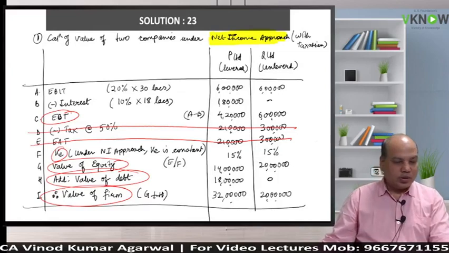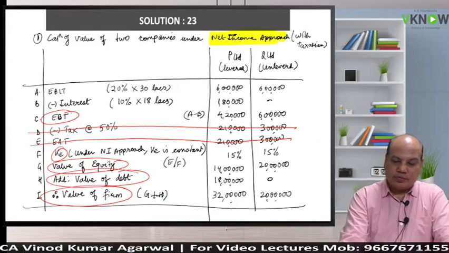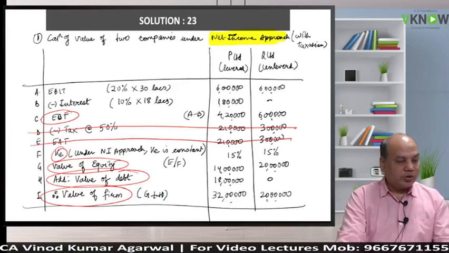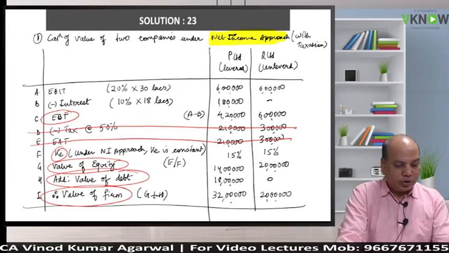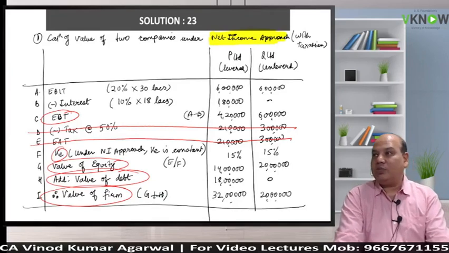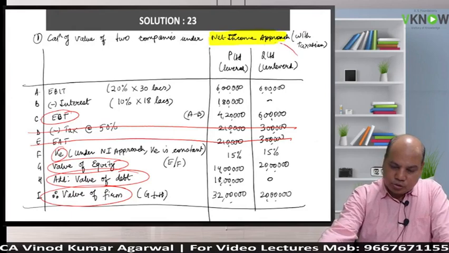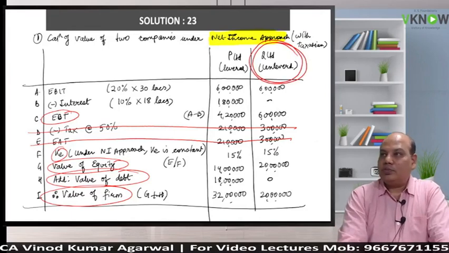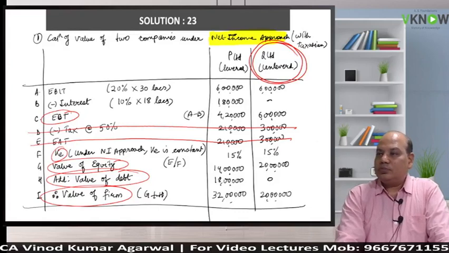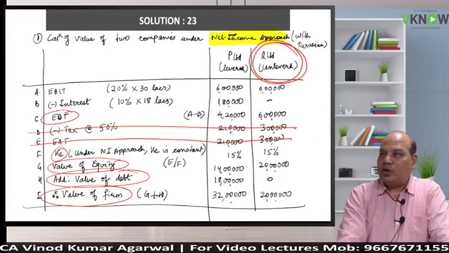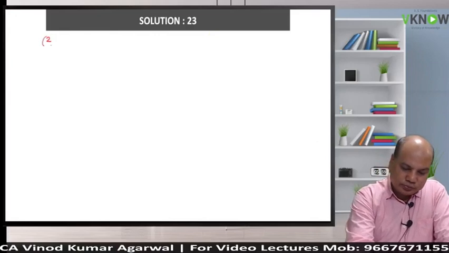Now, the answer is not over. The second part of the question is to find the value of the two firms using net operating income approach. Under net operating income approach, always first calculate the value of unlevered firm. Value of levered firm is more than value of unlevered firm to the extent of present value of tax shield. Okay, so write down point 2.